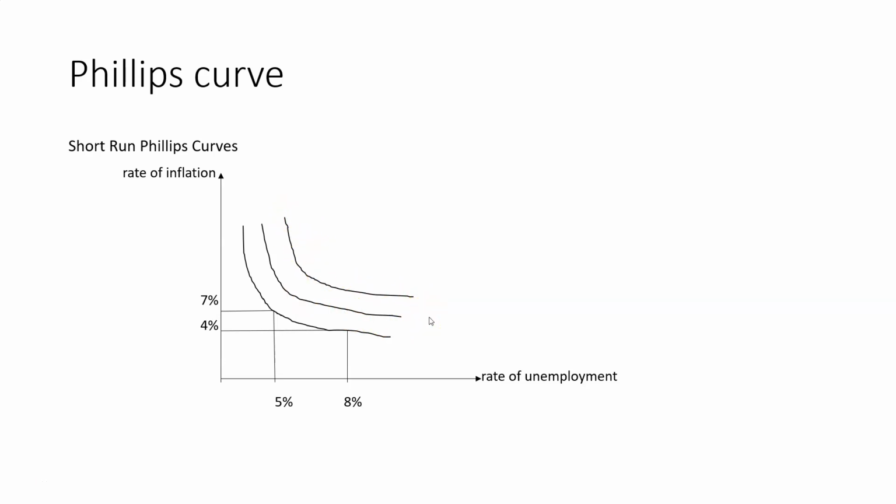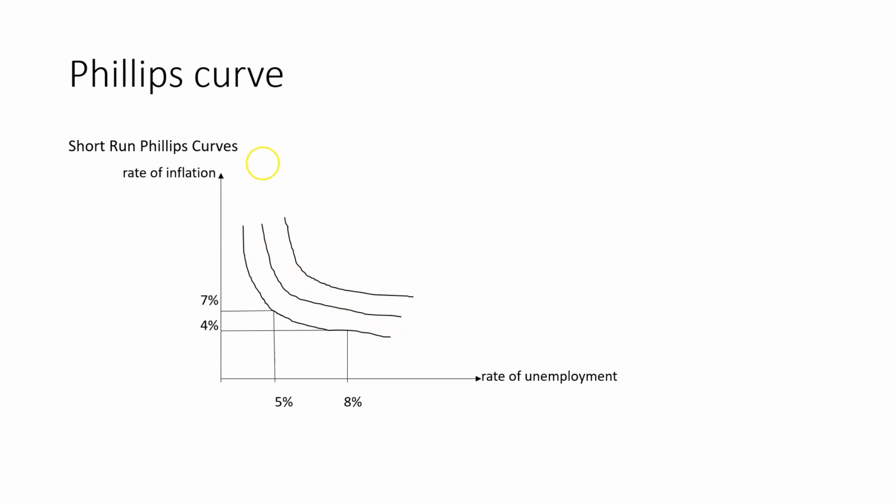And so this negative relationship means that we are kind of like on a seesaw. If inflation is high, unemployment is low. If unemployment is high, inflation will be low. So they move in opposite directions. So let's see what happens along this short-run Phillips curve, and these are all short-run curves. We'll look at the long run in a minute.